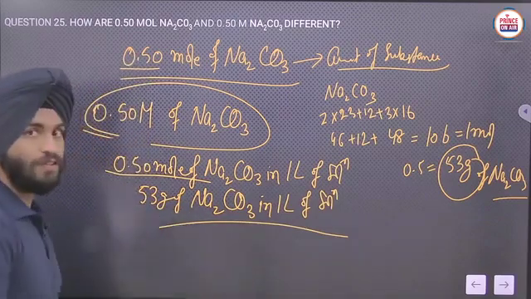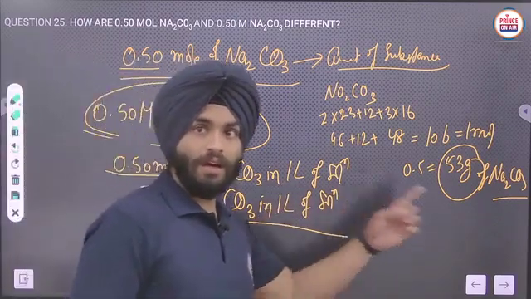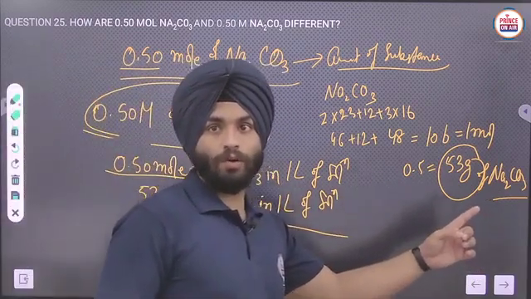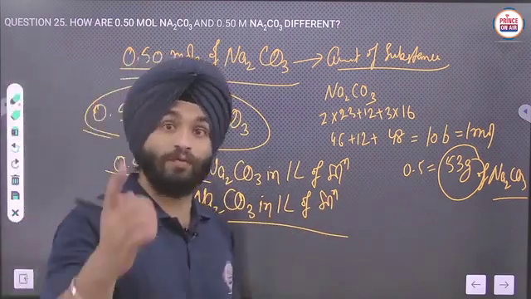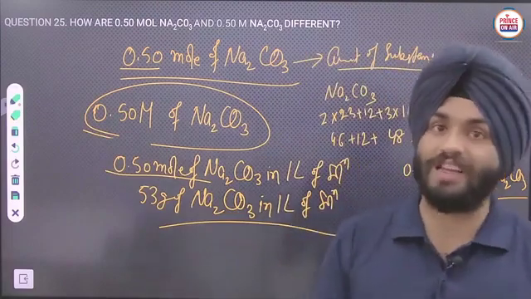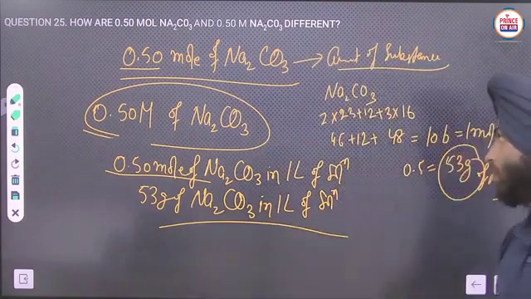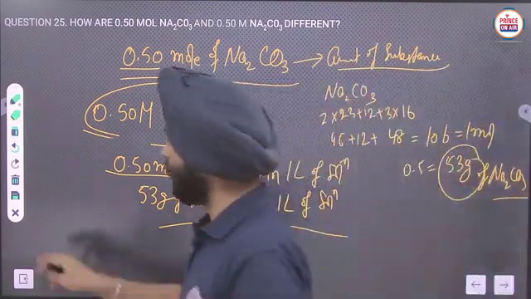That is just the difference between them. Here it is 53 gram of Na2CO3, and here 53 gram of Na2CO3 in 1 liter of solution, or you can say 1000 ml of solution. Okay, that is the major difference between these two.